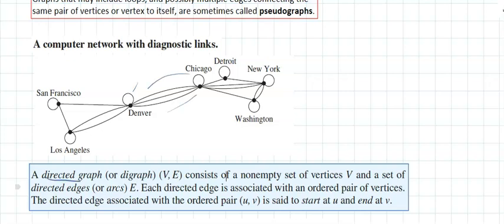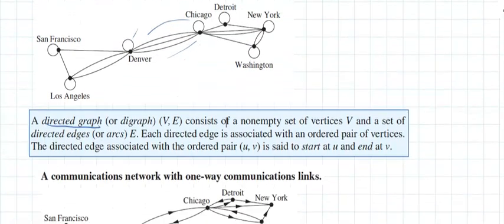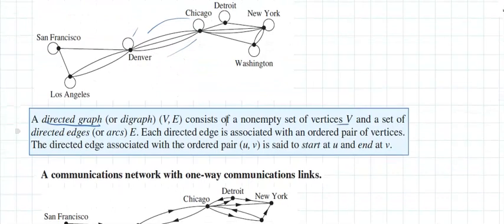And now we talk about the second category that we're going to deal with, which is a directed graph. What are directed graphs? They consist of the same as before. V is a non-empty set of vertices, and edges or arcs, as you notice. That's an arc, that's an edge. Each directed edge is associated with an ordered pair of vertices. The directed edge is associated with the pair where you start with U and end with V.